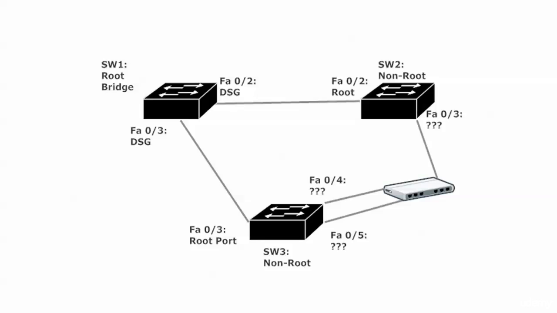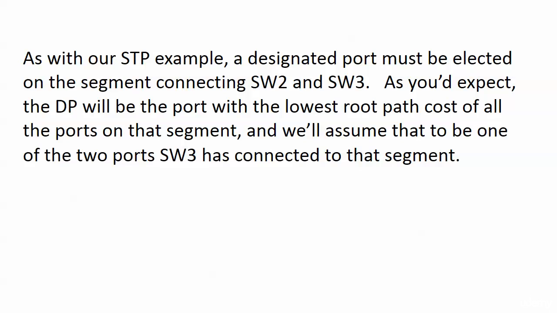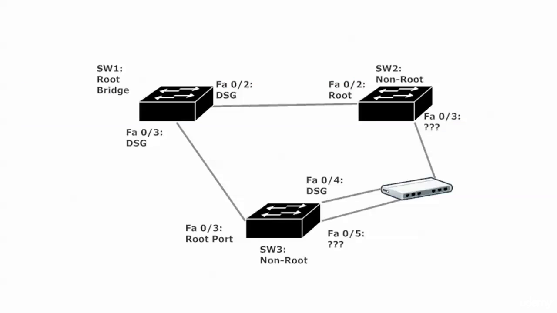Now, we know from previous studies, when we had that shared segment between the two non-roots in the STP section, one of those is going to end up being the designated port. The non-root switches first select their root port, which they've already done here, and then the RSTP-enabled switches will have designated ports just like STP. And what happens there is the two switches have an election, and in this case, as you'd expect, the designated port will be the port with the lowest root path cost of all the ports on that segment. We're going to assume that to be one of the two ports Switch 3 has connected to that segment. So FastEthernet 4 is now the designated port for the shared segment between Switches 2 and 3.